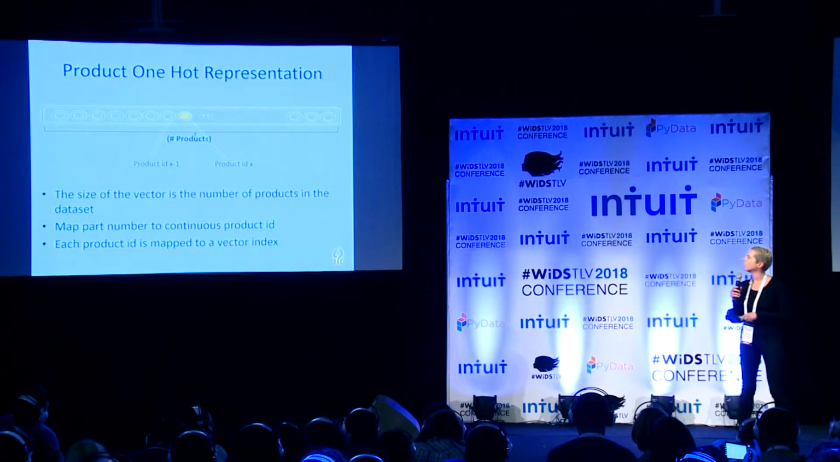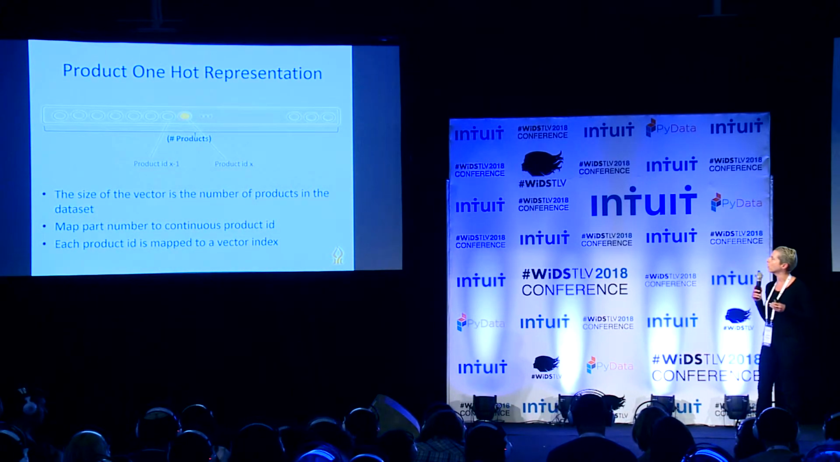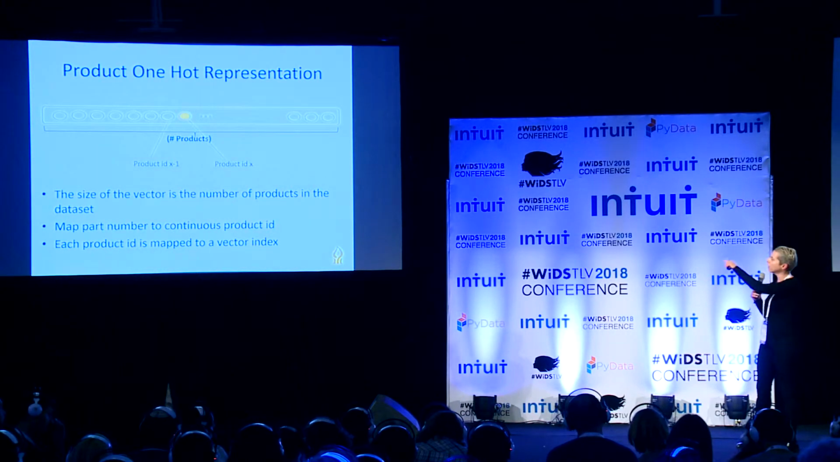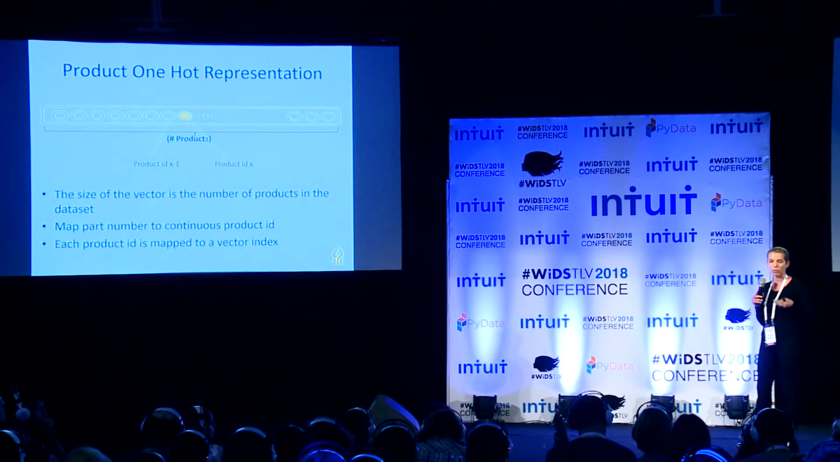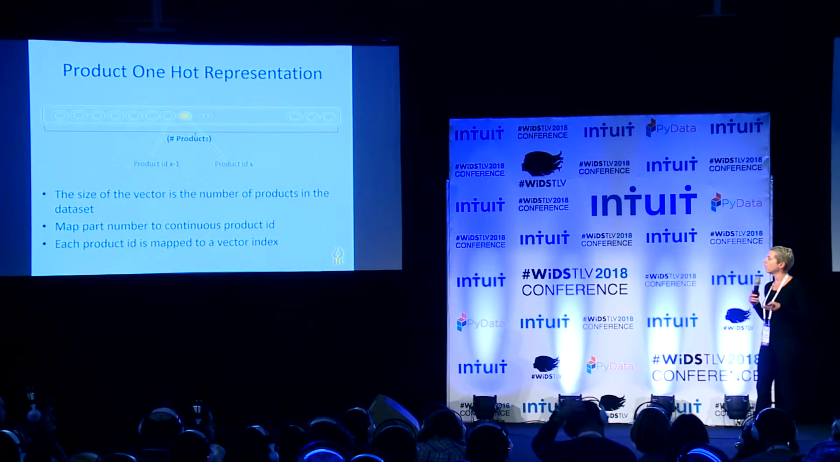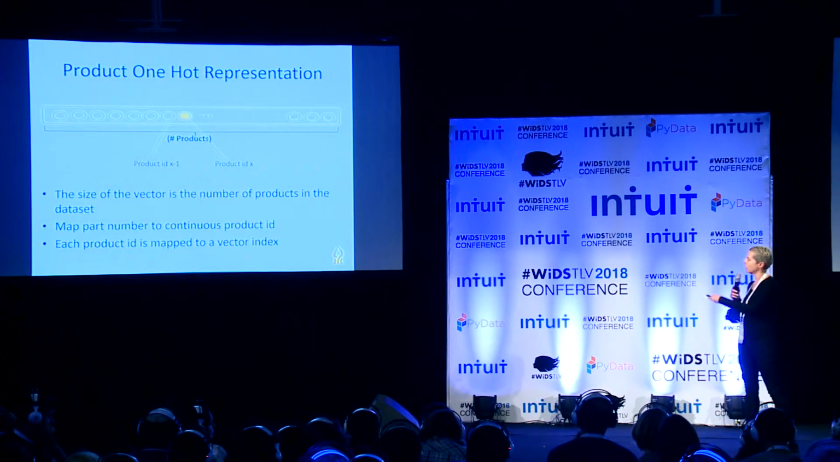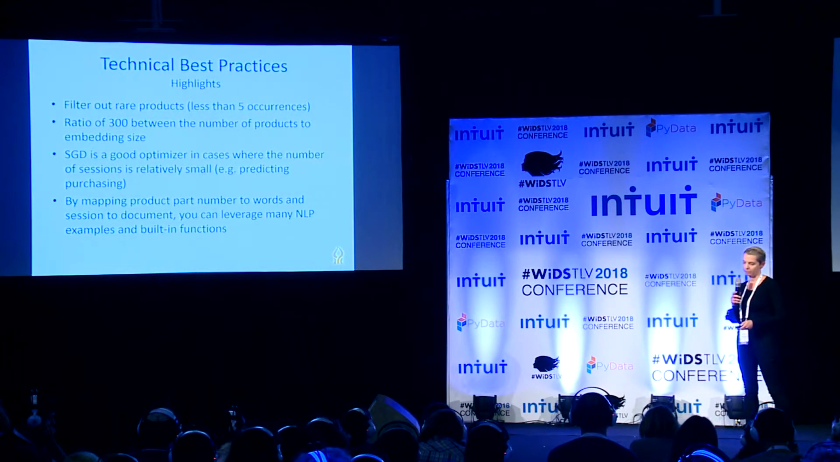Here I just clarify what one hot representation means. The size of the vector is the number of products that we have in the catalog, and each product has a bit in this vector. So we need to take our catalog, the product IDs, and map every product into an ID. In this way, we represent each product by one vector.